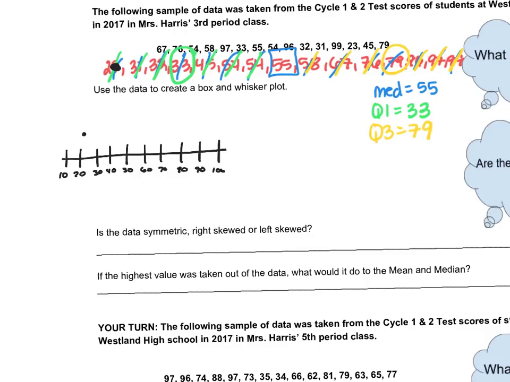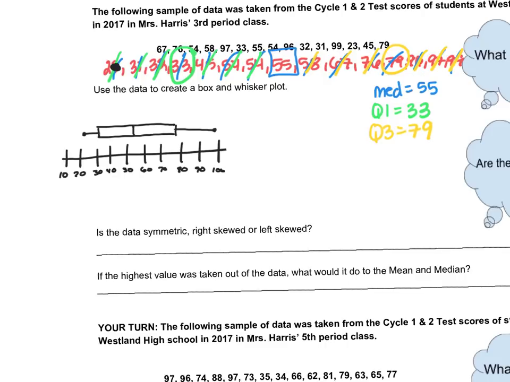My quartile 1 is at 33. My median is at 55. My quartile 3 is at 79. And my highest number is all the way up there at 99. So connect the tops and the bottoms and connect my whiskers. That is a box and whisker plot of this data.